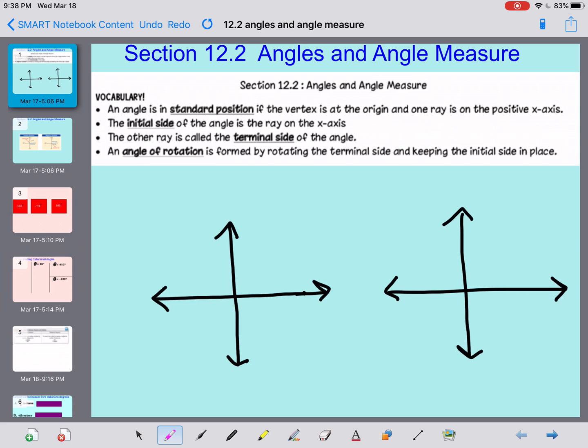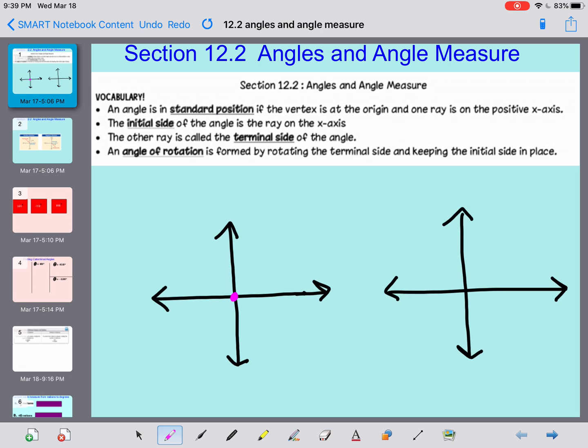So here we go. I'm going to walk through these vocabulary words, and as we do that, we'll draw a picture. The first one says, an angle is in standard position if the vertex is at the origin and one ray is on the positive x-axis. Okay, so just working on that bullet point. An angle. So let's just say we're drawing an angle of 120 degrees, okay? The vertex of that angle should always be at the origin, and we're always going to draw our angles in standard position, okay? One ray is on the positive x-axis.